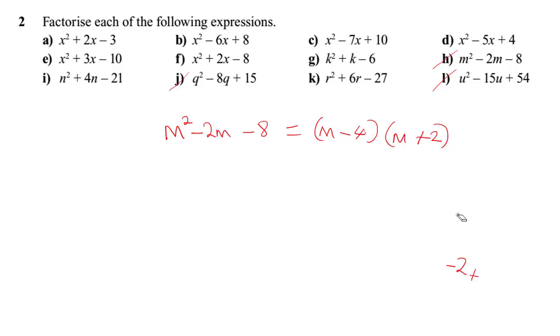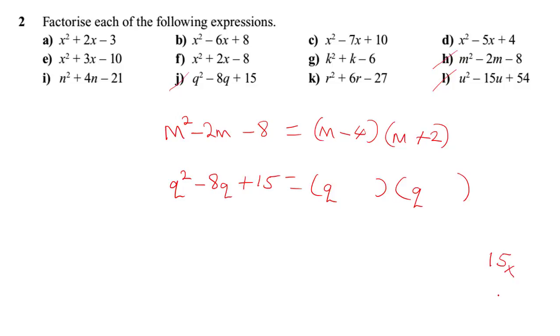Question J, I've got q squared minus 8q plus 15. Okay, quickly, I've got two brackets on that. Now this q will have come from q times by q. And this negative 8, and this 15 will have come from two numbers that if I times, I get 15. And then if I add them, I get this number in the middle, so negative 8. Right, so we're looking for two numbers you times to get 15.